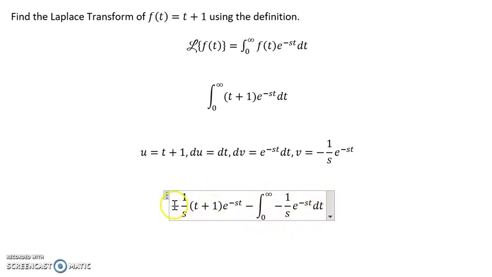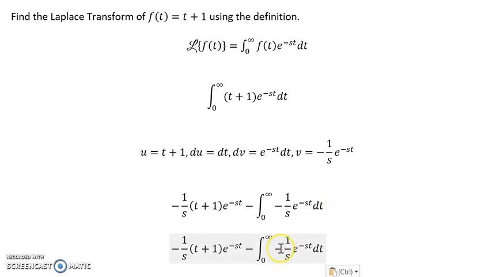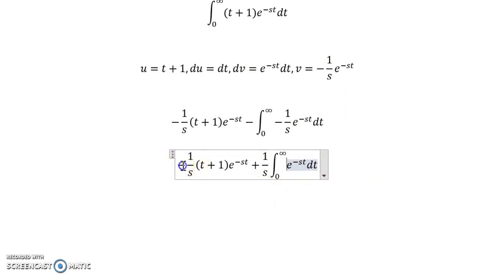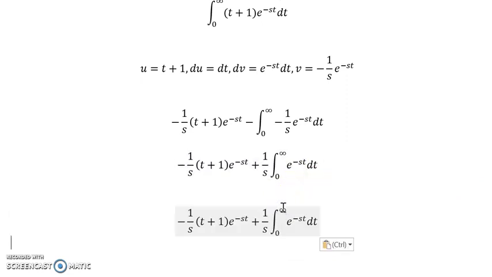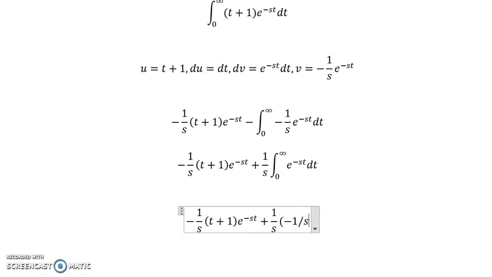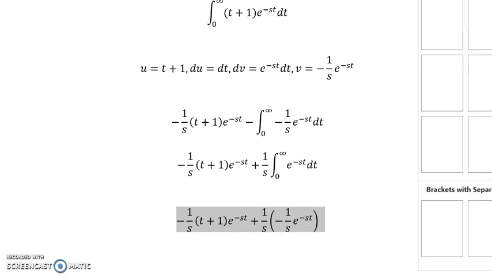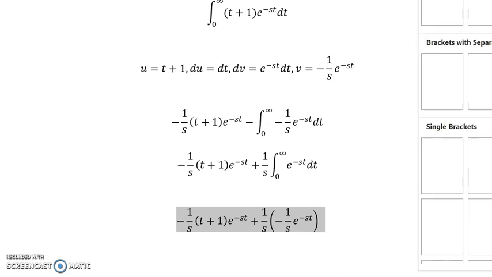Now, if we integrate this second portion, notice that the negative signs are going to cancel. And if I pull out the 1 over s, then I'm just going to integrate my dv that I had up here again. And so this integral will get replaced with negative 1 over s e to the negative st. And then all of that will have to be evaluated at 0 and infinity.